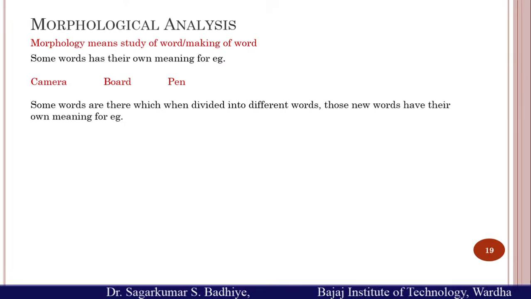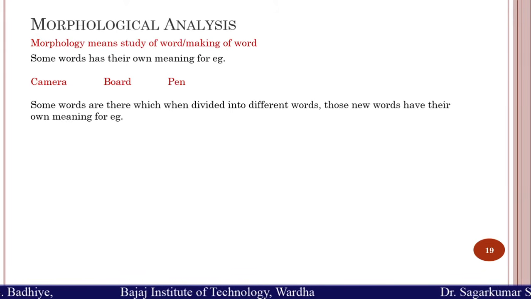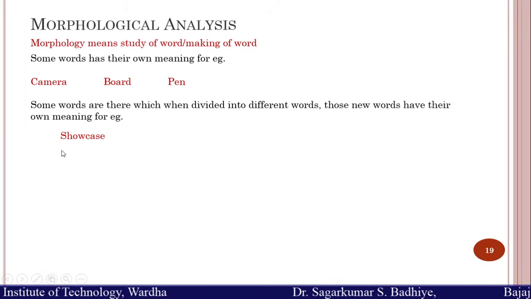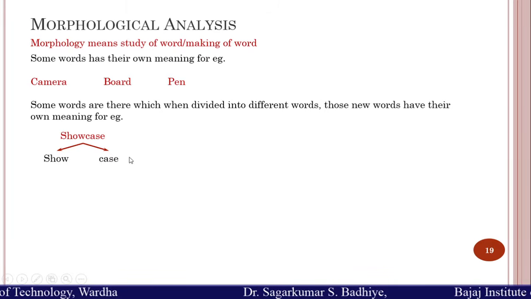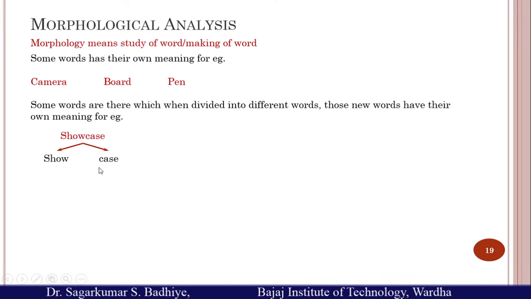Then some words are there which, when divided into different words, these new words that are formed have their own meaning. An example is showcase. When you divide showcase based on its morphology, you will get a stem word and affix, show and case. So this new word show has its own meaning, as well as the suffix that is obtained, case, also has its own meaning, right?